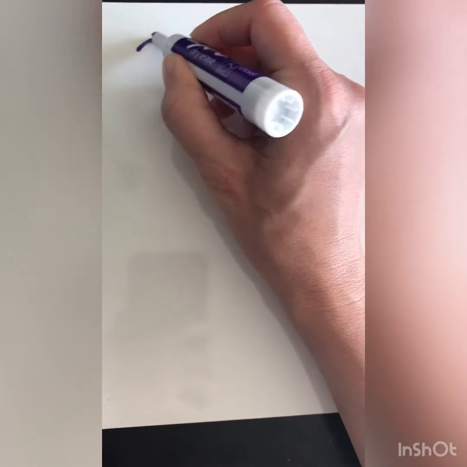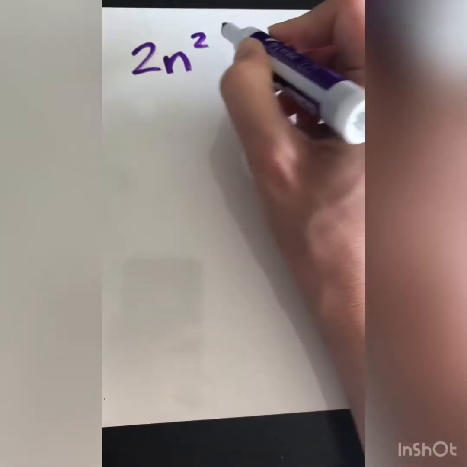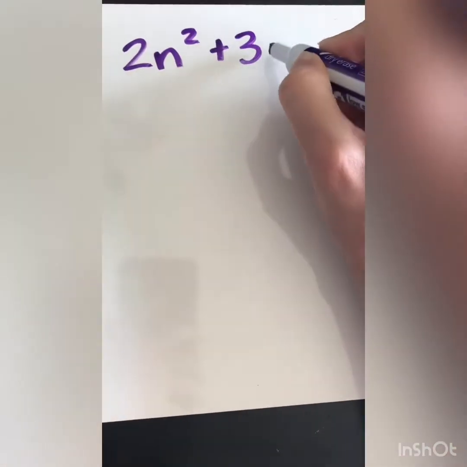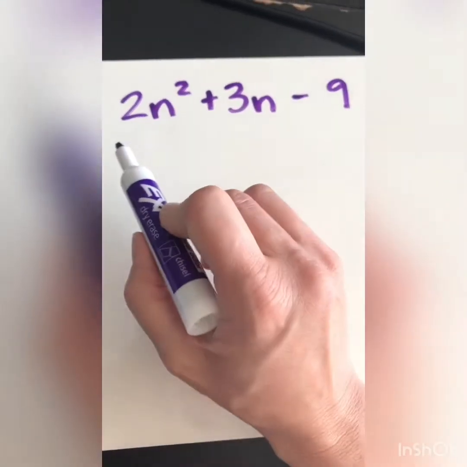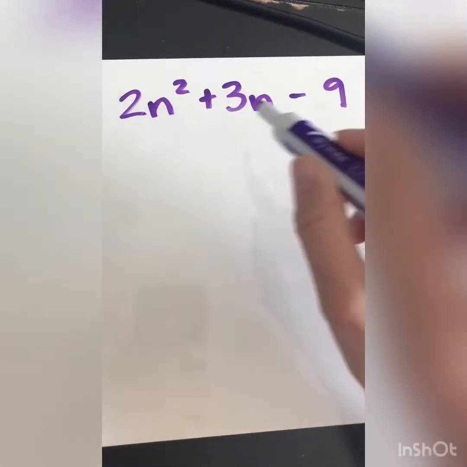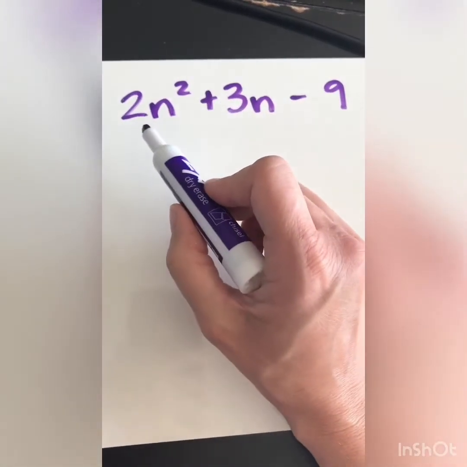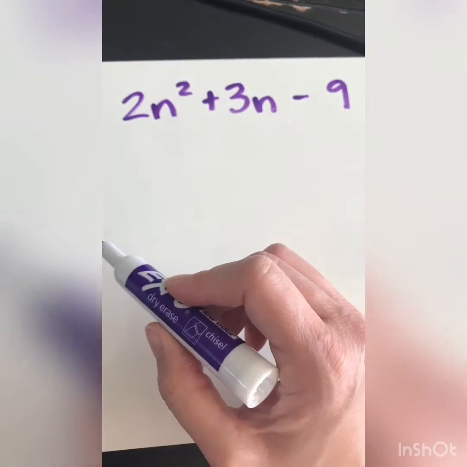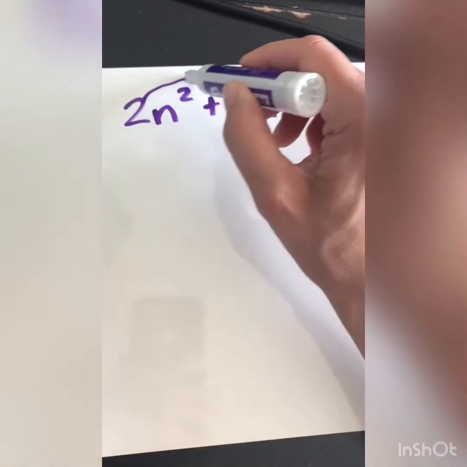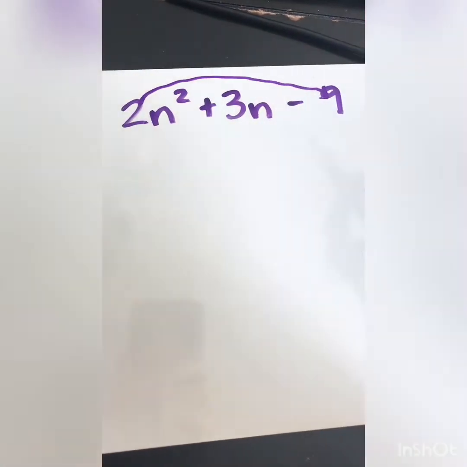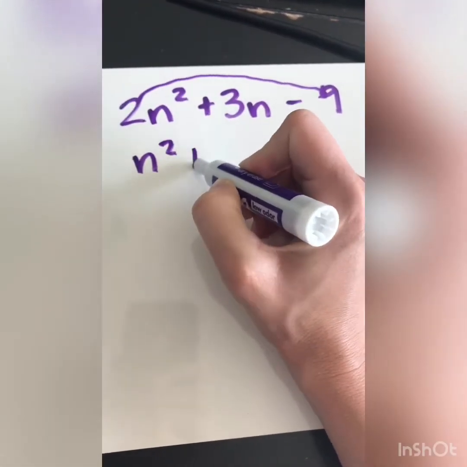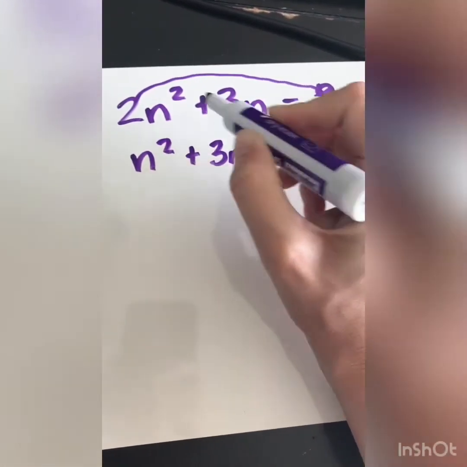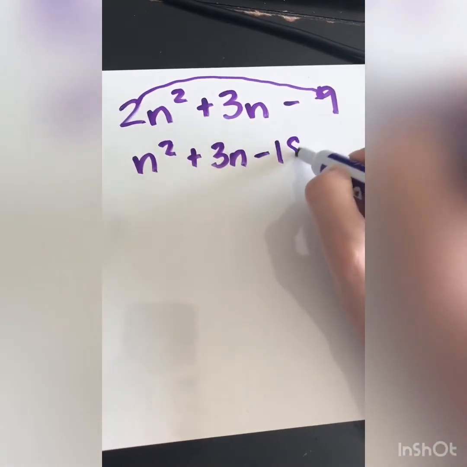I've got 2n squared plus 3n minus 9. Okay, and you'll always check and see if there's a greatest common factor you can factor out to make your math easier. But in this case, there's not. There's nothing that 2, 3, and 9 have in common. So I'm going to go ahead and just do the slip and slide method. I'll take the 2 and multiply it by the 9, and that gives me n squared plus 3n minus 18.